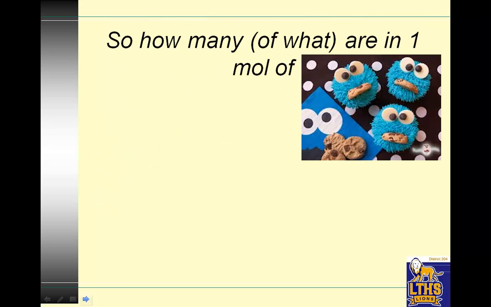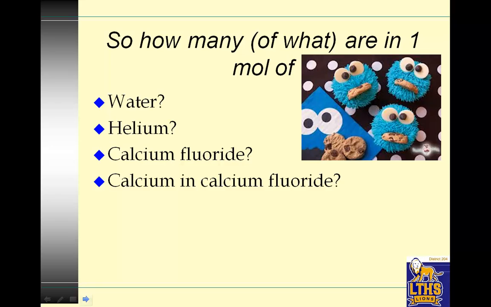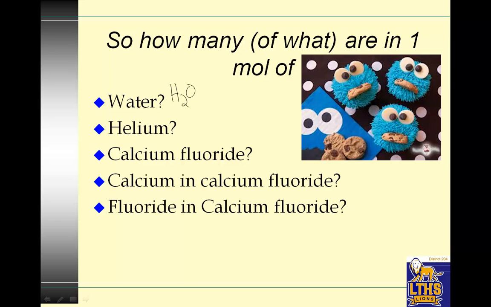So how many of what are in one mole of each of these? I'm going to write the formula for these guys just to make it easy. Water is H2O. That's two nonmetals, so that means it is a molecule. Helium is just He. That's one thing. That's an atom. Calcium fluoride is CaF2. Remember, it's plus 2 minus 1, so it's CaF2. That's a metal. That's a nonmetal. So it's a formula unit.